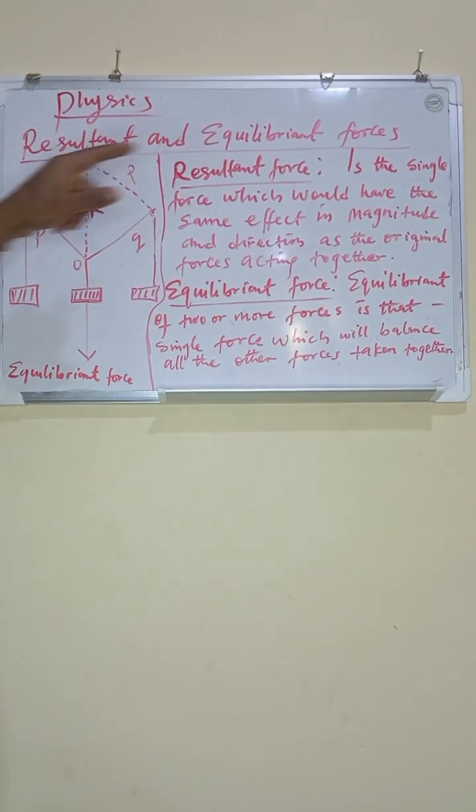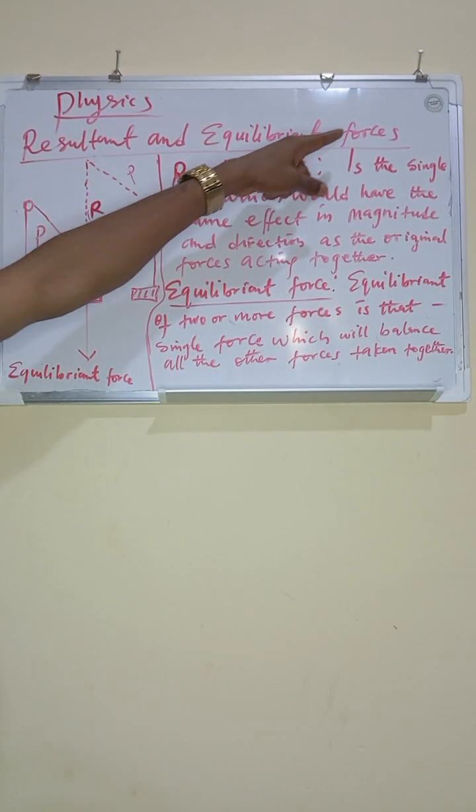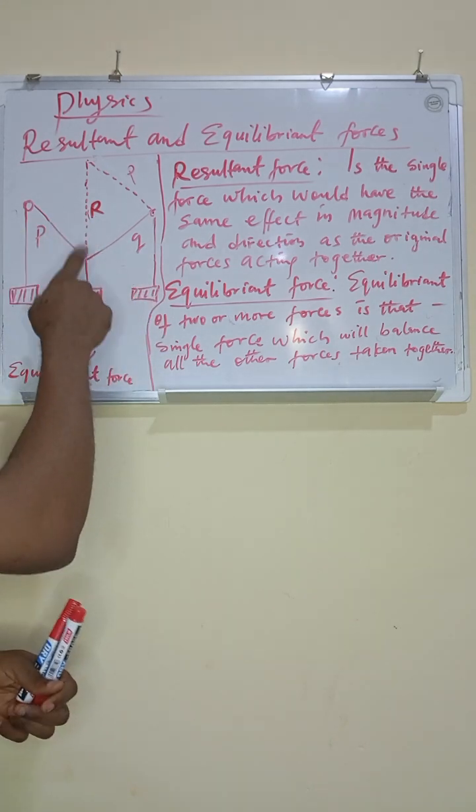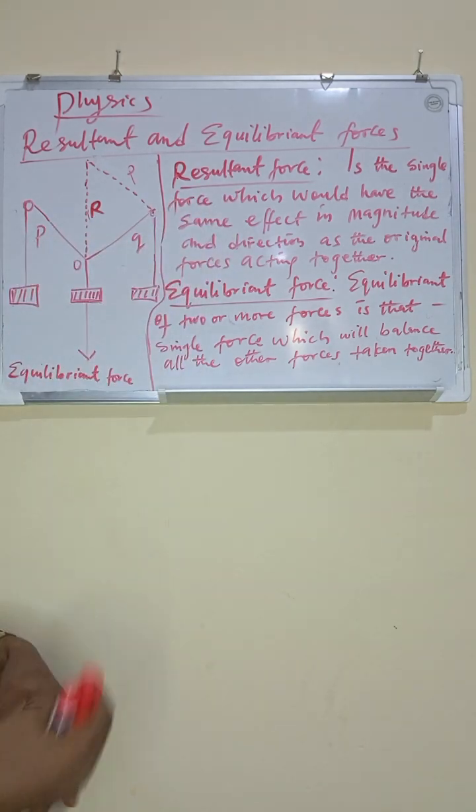We have physics: resultant and equilibriant forces. Now, let me use this to explain resultant and equilibriant forces.